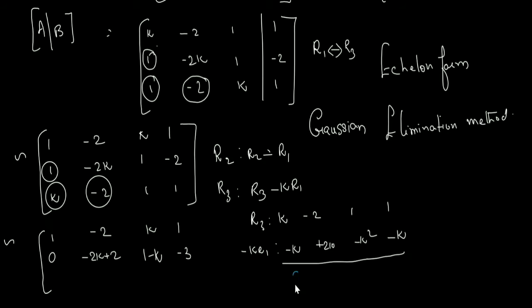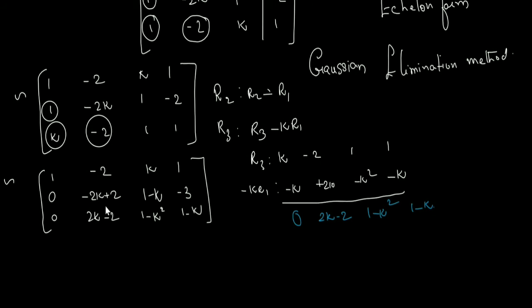Now add here: 0, 2k minus 2. This will give you 1 minus k square and 1 minus k. So this is your R3 now. R3 minus k times R1 is giving you 0, 2k minus 2, 1 minus k square, 1 minus k.